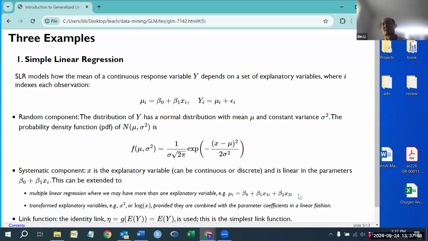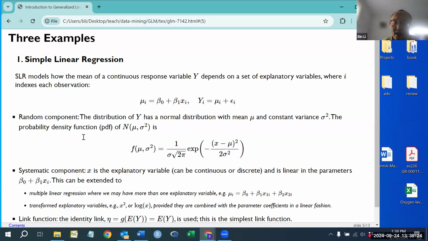Okay, now let's see three examples. The first one is the simple linear regression, which we all know. For the simple linear regression, we assume the mean of the response, which is the expected value of the response, is a linear function of x, right? So the random component is the y that follows a normal distribution, with mean mu and constant variance sigma squared.